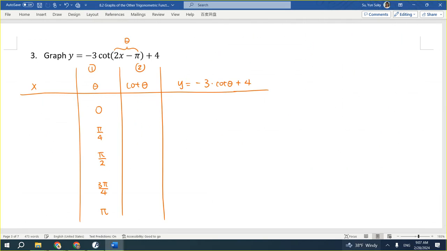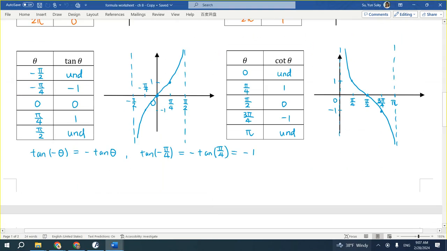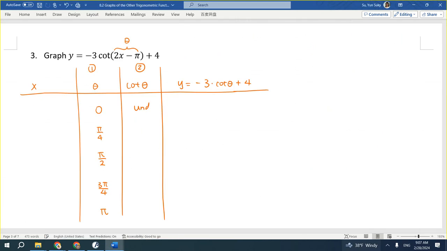Second step, we fill out the cotangent column. The cotangent values are undefined, 1, 0, -1, and then undefined.